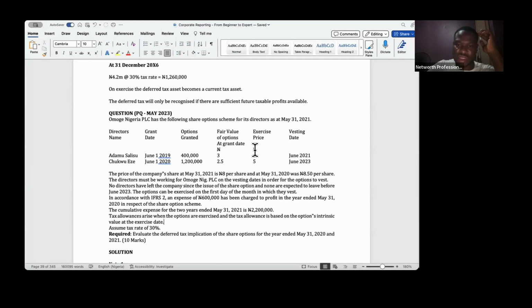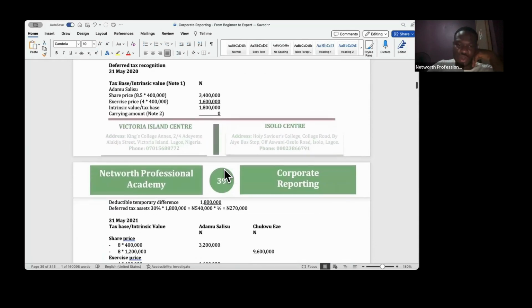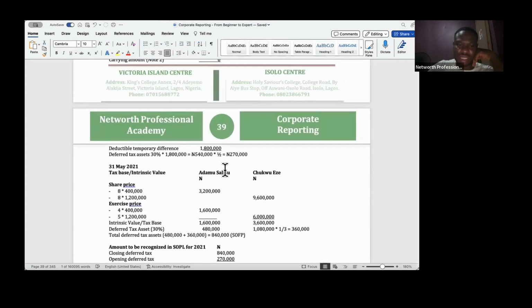And the intrinsic value is just, by the time you compare the exercise price with the share price of the company, the exercise price for this guy was 4 naira. The share price of the company was 8 naira in 2021 and 8.5 naira in 2020. So that's what you are going to compare with the exercise price for you to get your intrinsic value. So I've also done the solution for you here, so you can look at it. If you have any challenge understanding it, let me know.